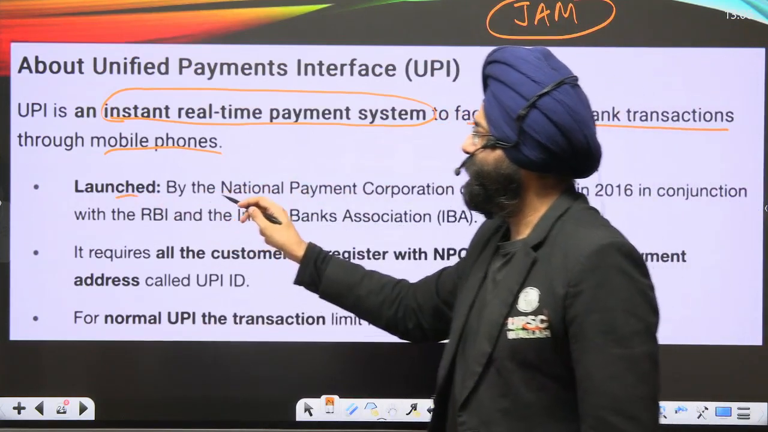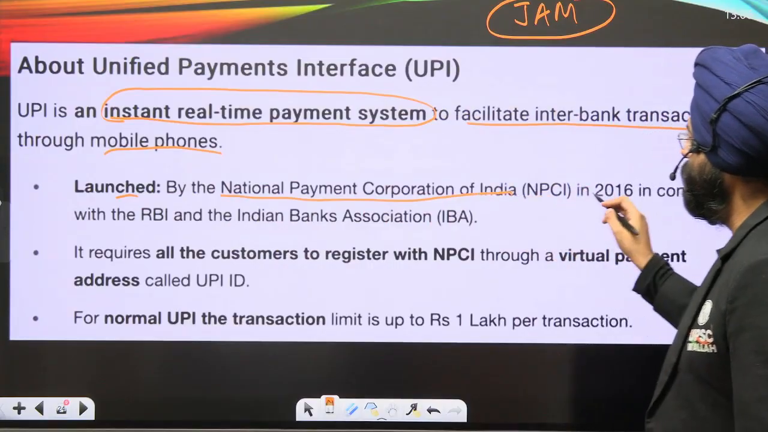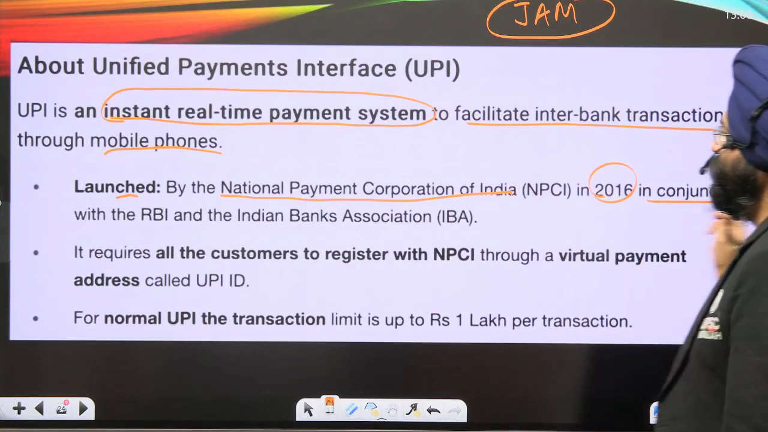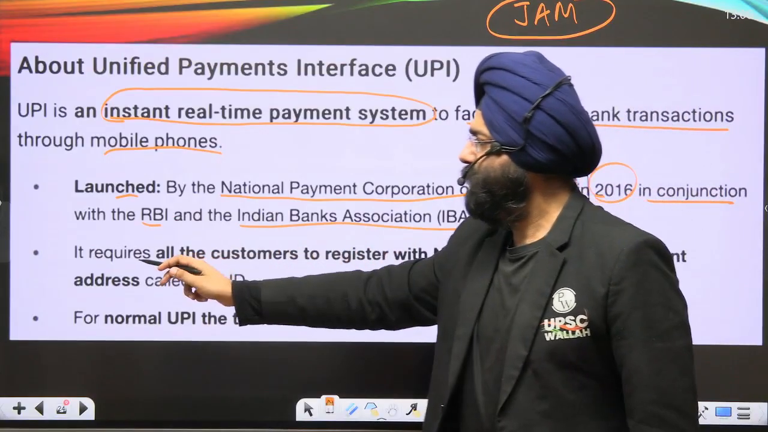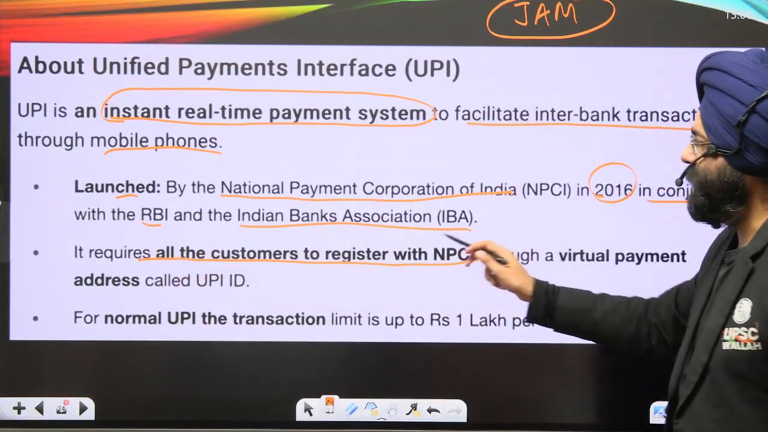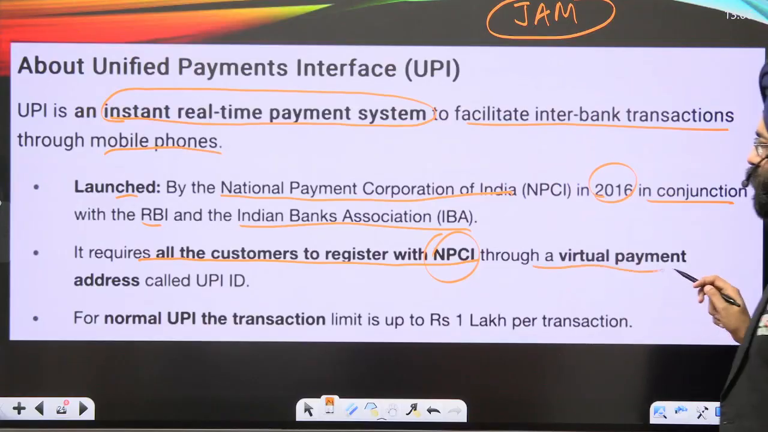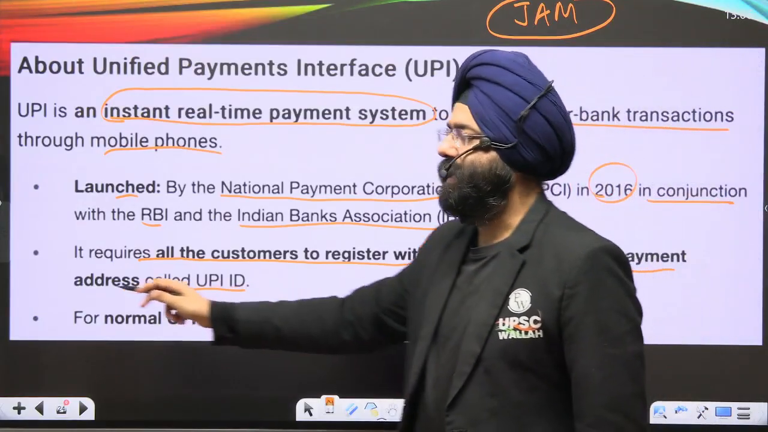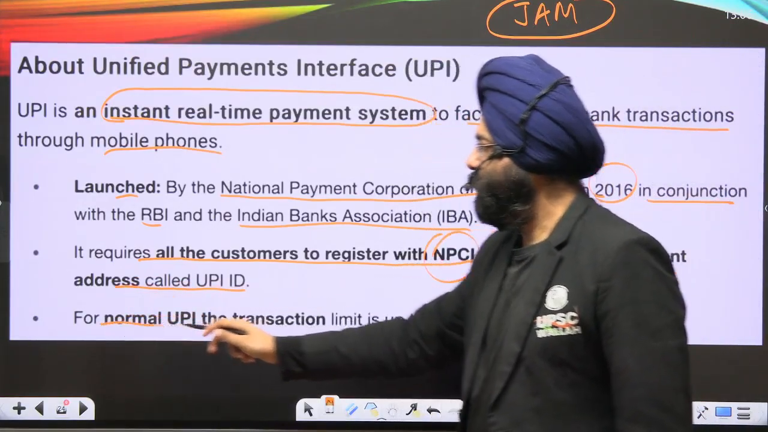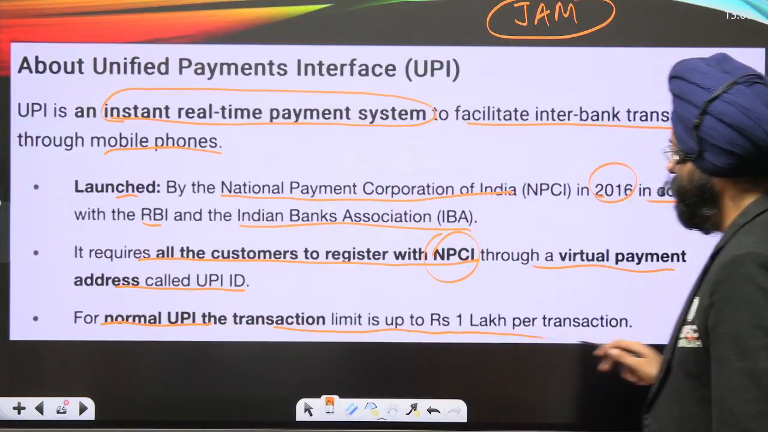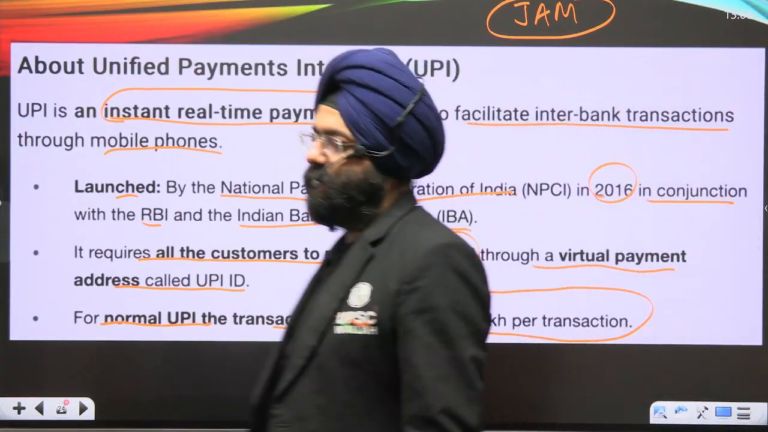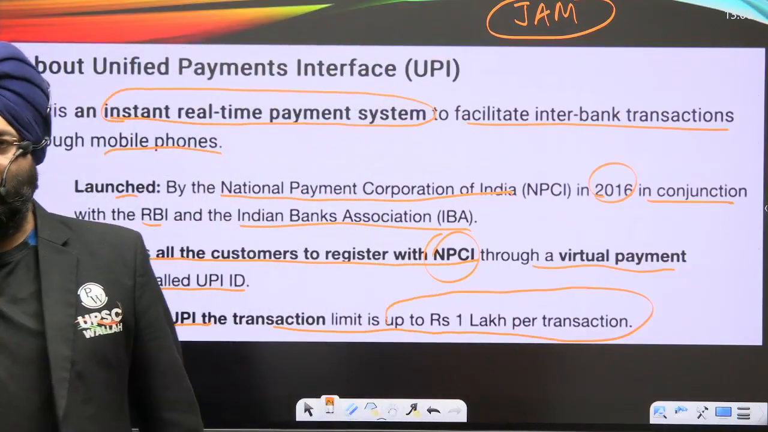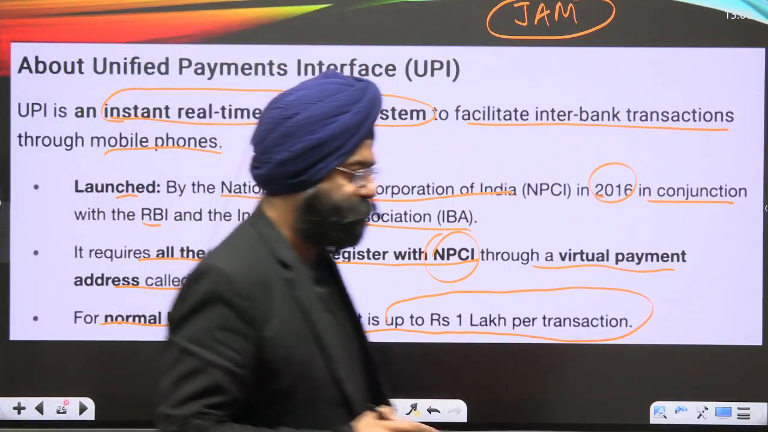This is again JAM, a very important dimension. UPI was launched by the National Payments Corporation of India in 2016 in conjunction with the RBI and the Indian Banks' Association. It requires all customers to register with the NPCI through a virtual payment address called the UPI ID. Now, for normal UPI, the transaction limit is 1 lakh per transaction. And again, in a day, in 24 hours, you cannot do more than 1 lakh also. This is also a restriction that is imposed.